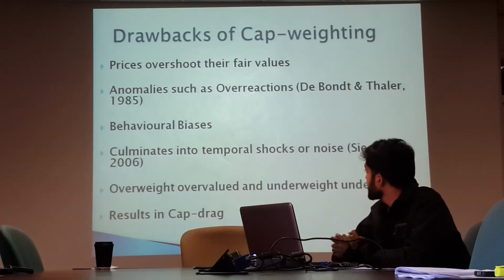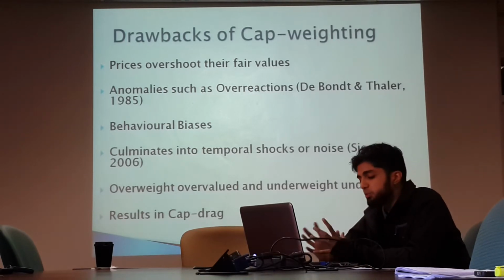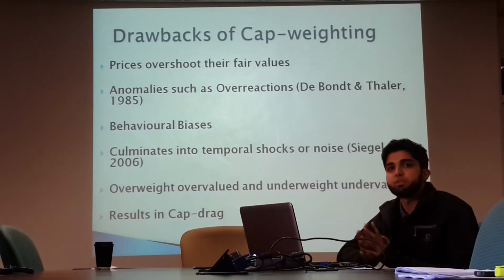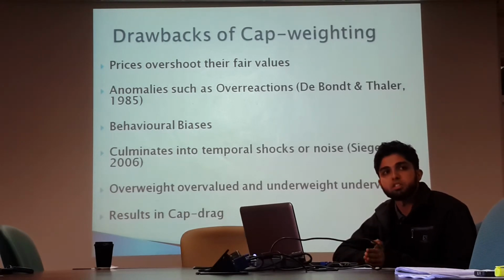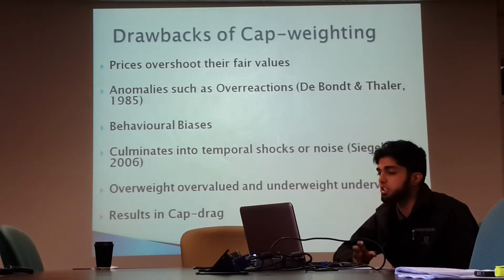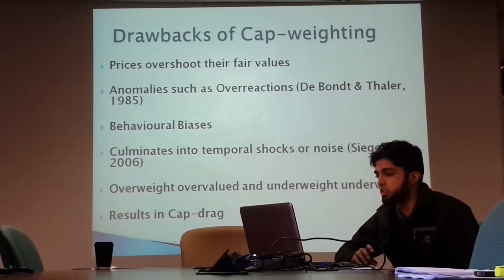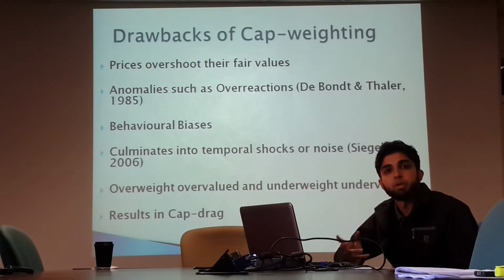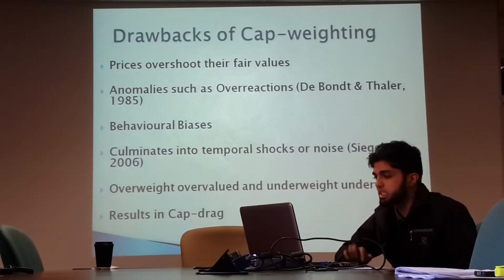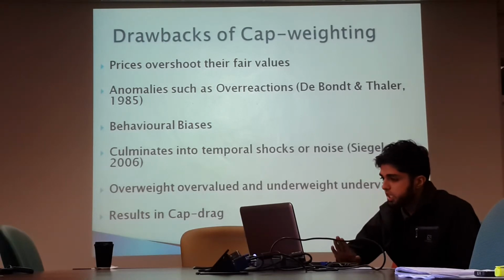Now, the drawback of cap weighting is that it is highly price sensitive. In efficient markets, we are told that prices fully and fairly reflect all available information, and prices reflect the intrinsic value of a stock. However, in real-world markets, prices tend to overshoot their fair values due to, for instance, anomalies such as overreaction suggested by DeBondt and Thaler and the subsequent reversals, as well as momentum, which was proposed by Jegadeesh and Titman in 1993, which we'll discuss later on when we look at technical analysis.